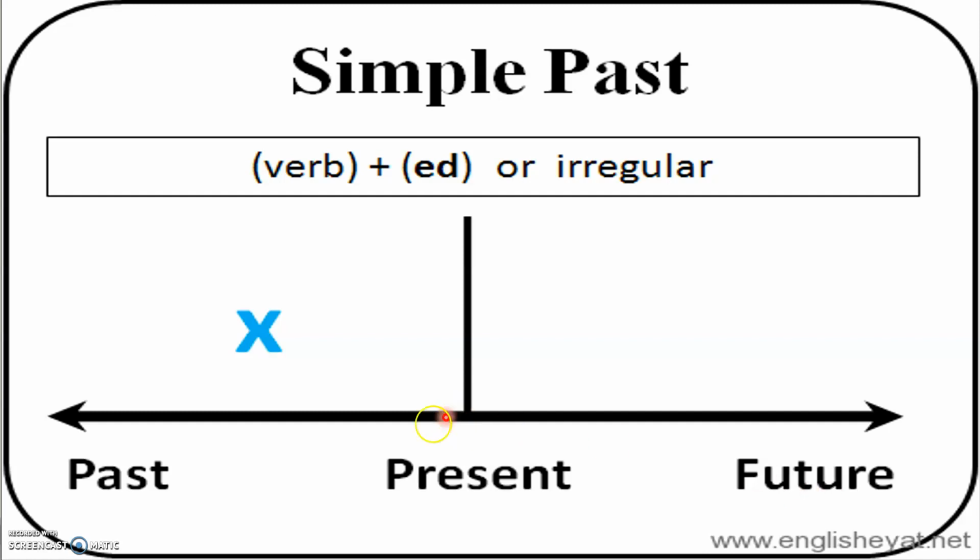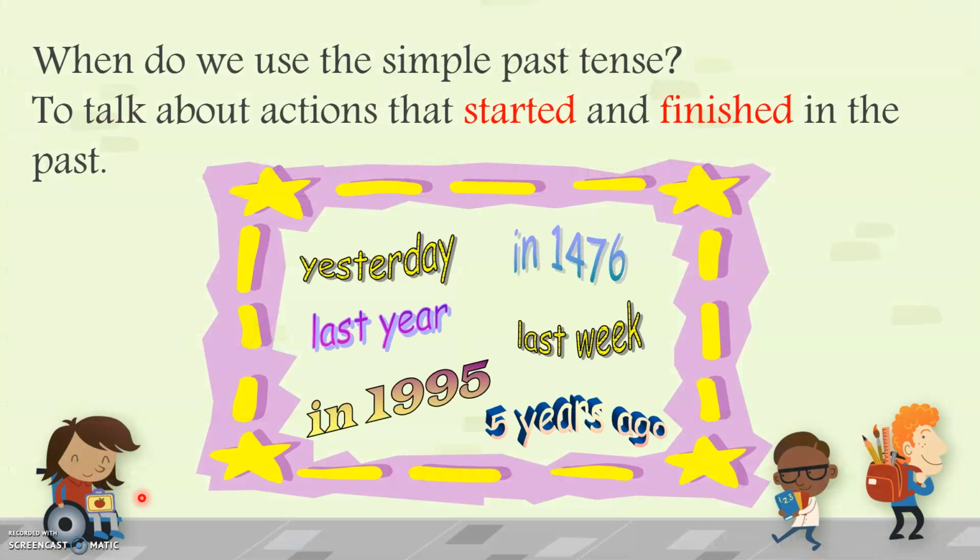Look at the timeline. Here we have the present tense right now. If we go back in time, we're going to have the past tense. That means that we use the simple past tense to talk about actions that started and finished in the past. So if we are talking about finished actions in the past, we're talking about the simple past tense. What does that mean? We're talking about actions that started and totally finished in the past.